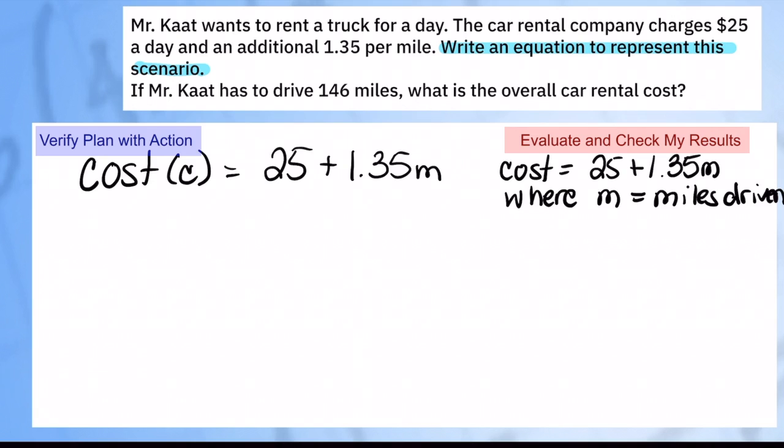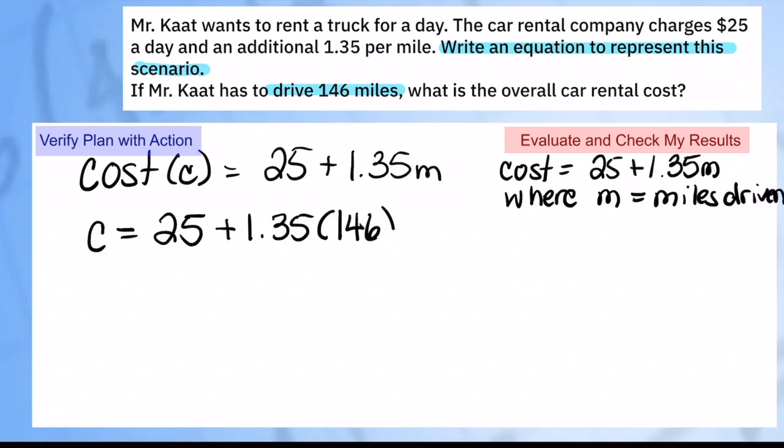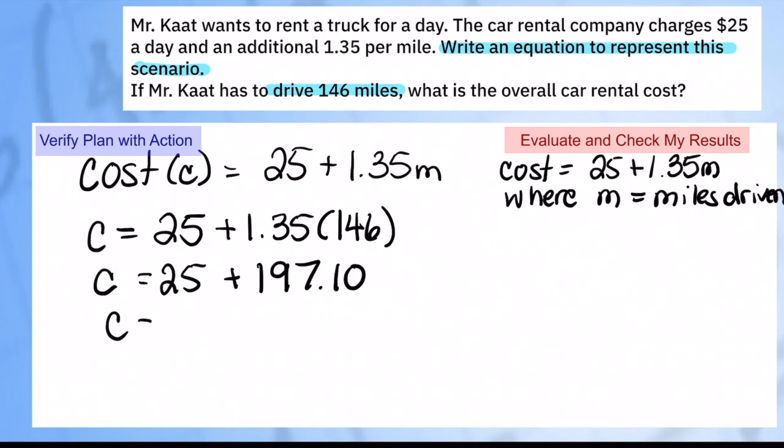Now let's get to the second part. What happens if he drives 146 miles? So our cost, C, is going to be equal to 25 plus $1.35 times 146. And we'll use our order of operations, $1.35 times 146. If you're using your calculator, you'll get $197.10. And our final step, we can just add those two together and you get $222.10.